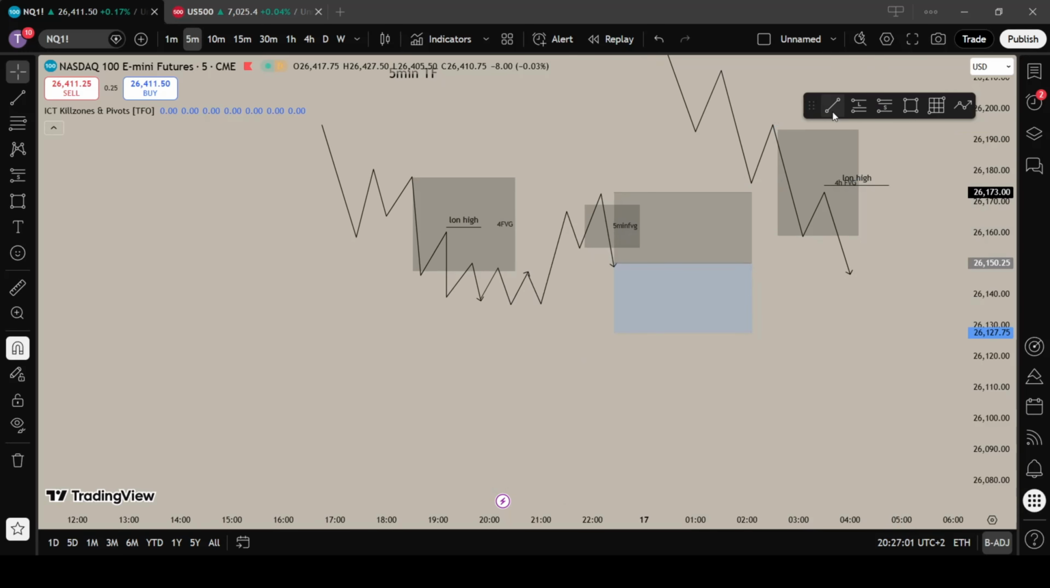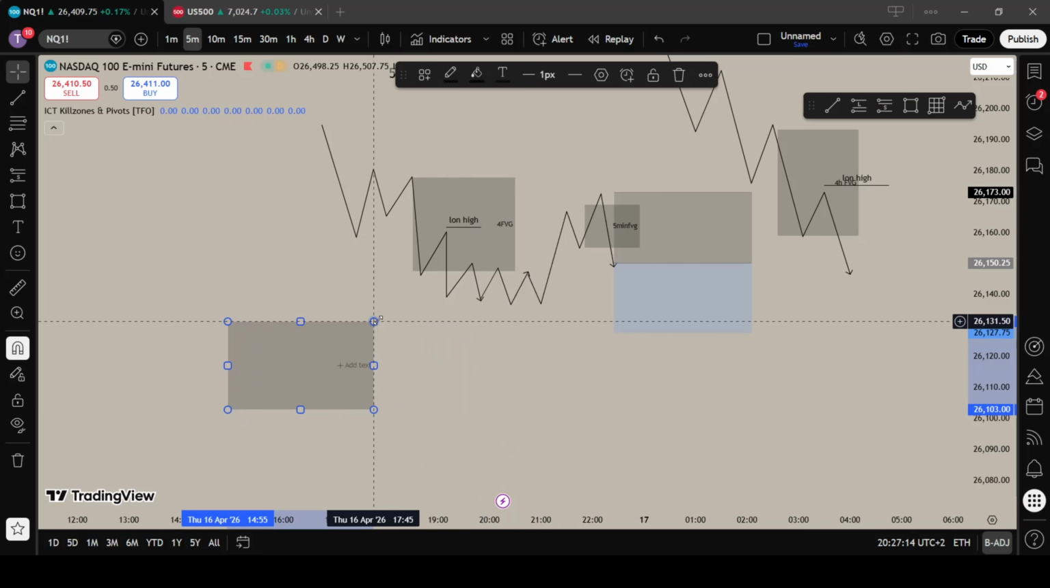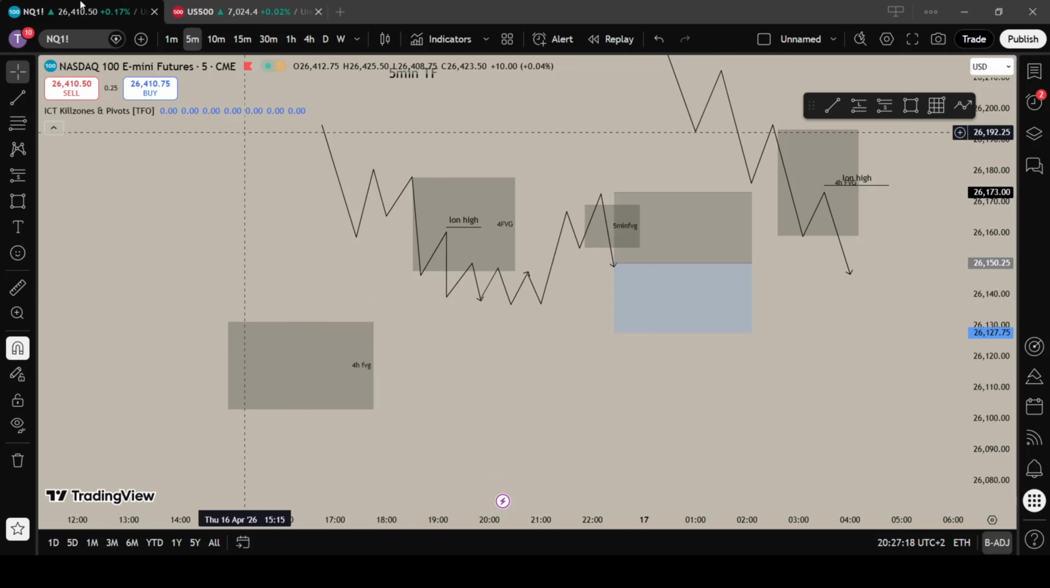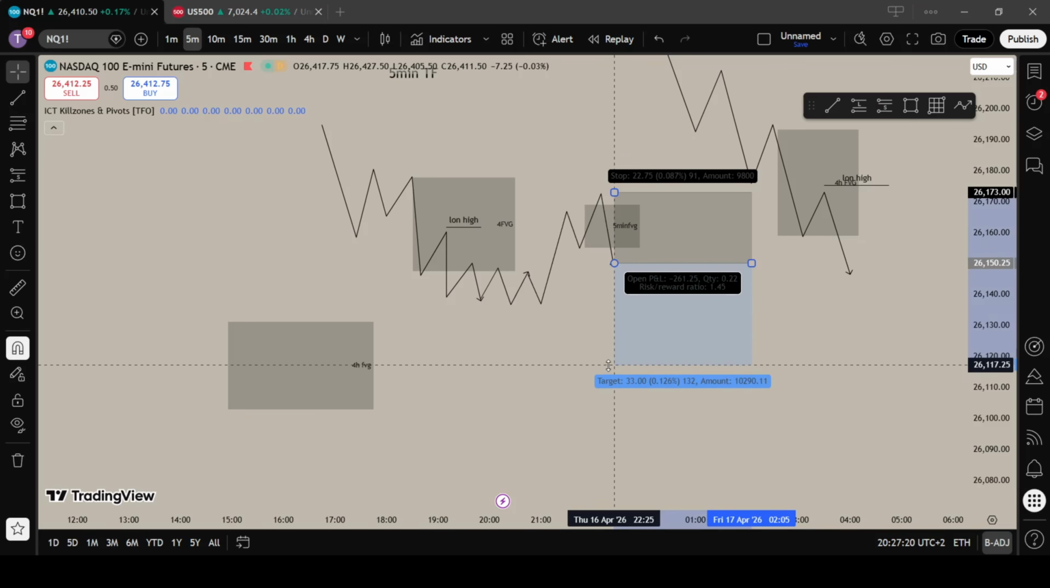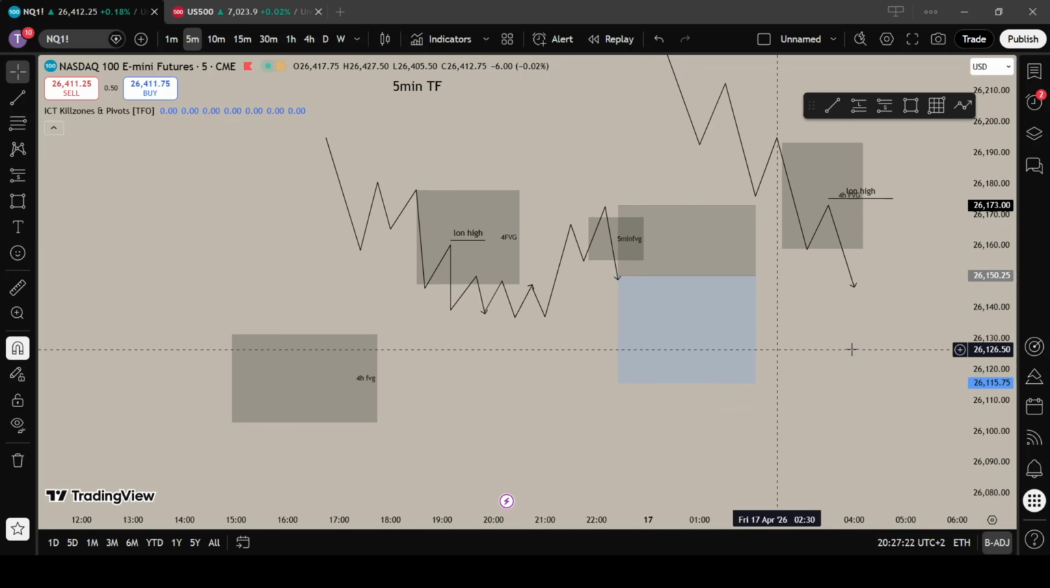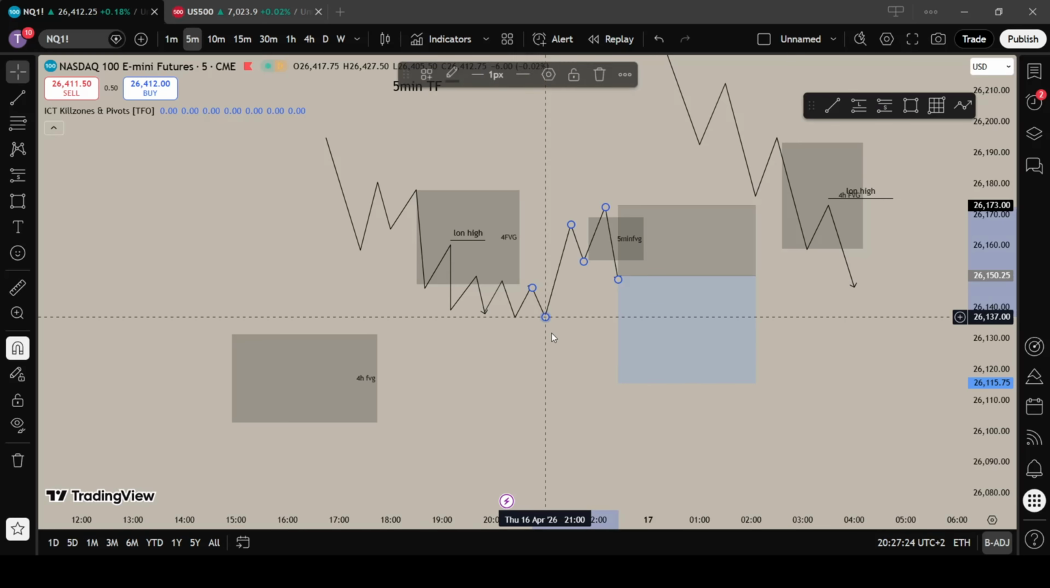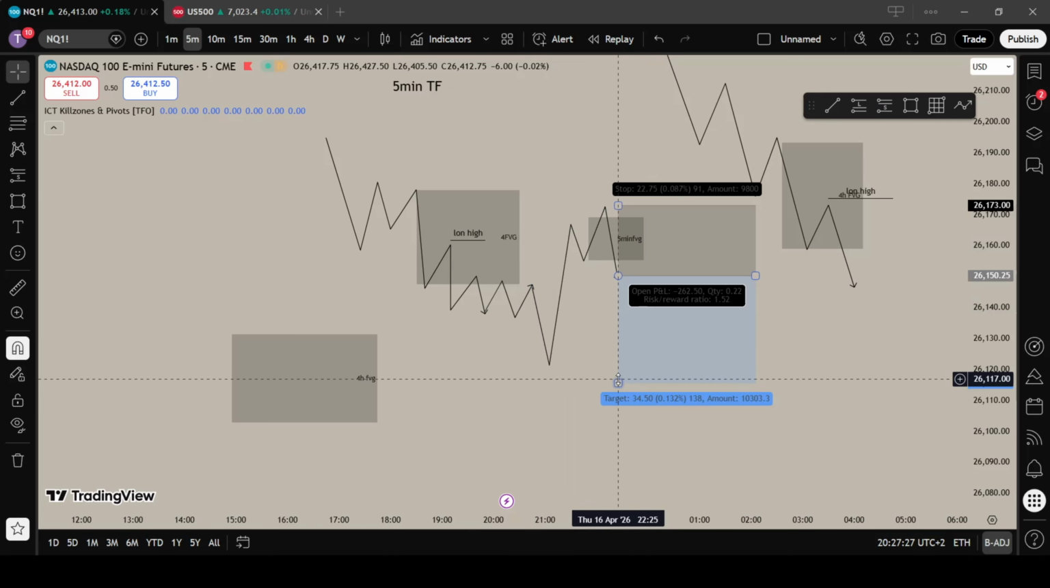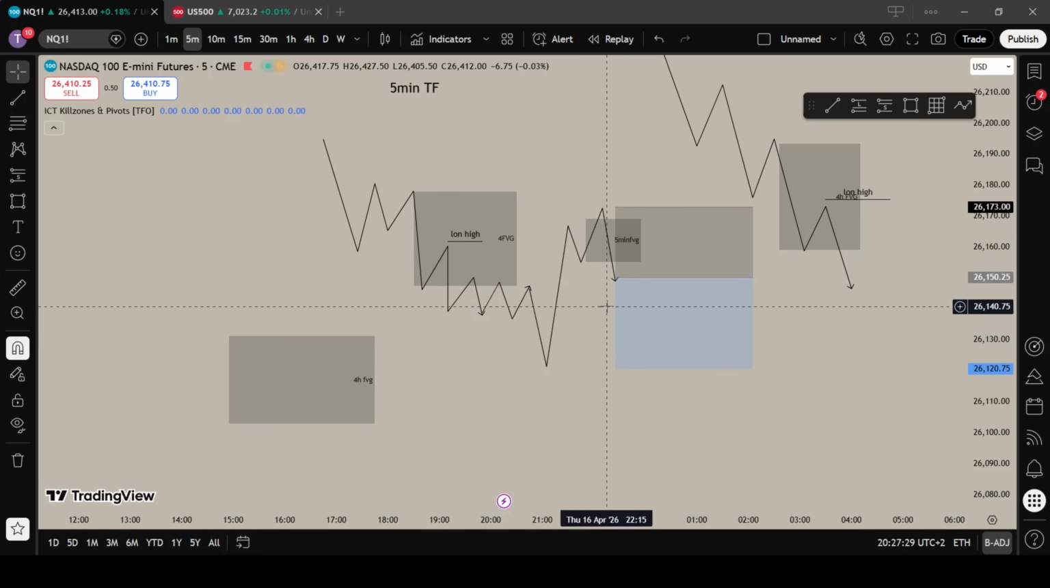or maybe let's say the market before that created, let's say for example, another 4-hour bullish gap over here, and then we can even take the bullish gap that's over here, or just take another session liquidity that was resting over here, for example.